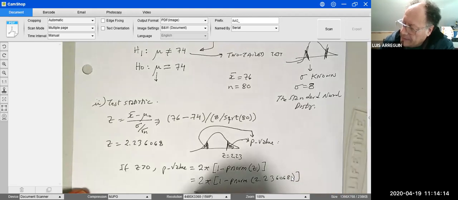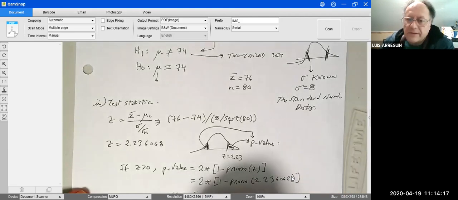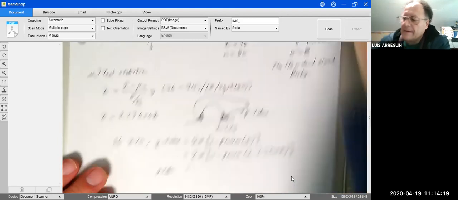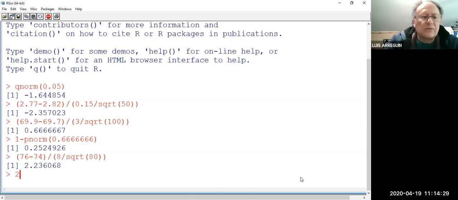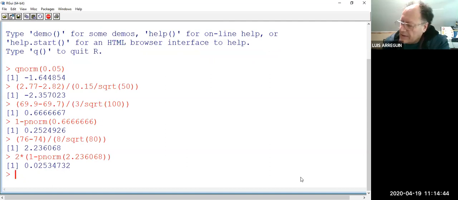And the p-value then is going to be, let's see, let's use R again. We're going to write now 2 times parenthesis 1 minus pnorm of 2.2360, and we close the parenthesis twice, so we're going to get 0.02534732.